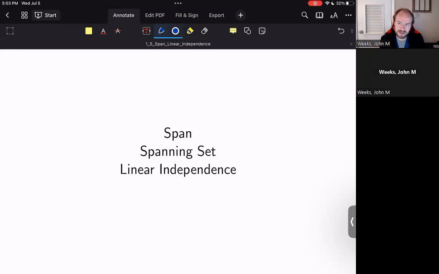The notion of linear independence, the idea of linear combinations equaling zero if and only if each of the coefficients, each of the little scalar parts of the sum in a linear combination, equals zero individually. Let's go ahead and jump on in, why don't we?